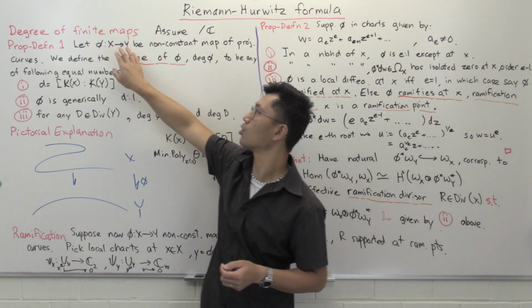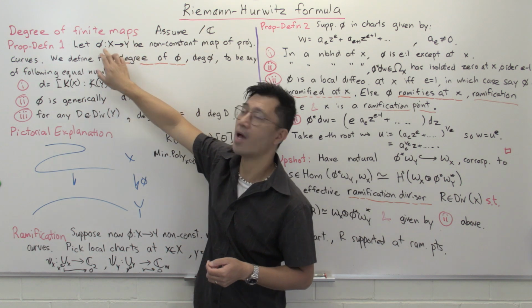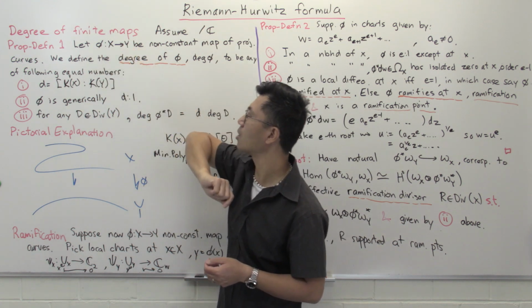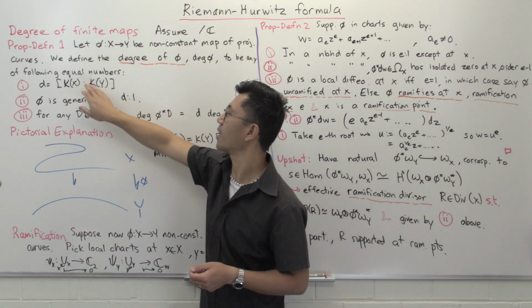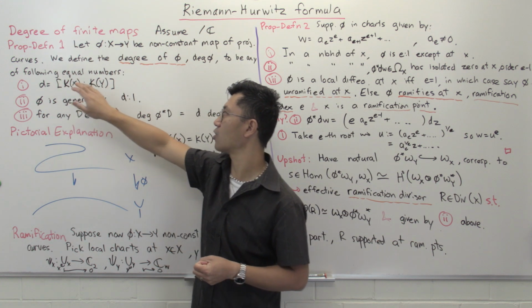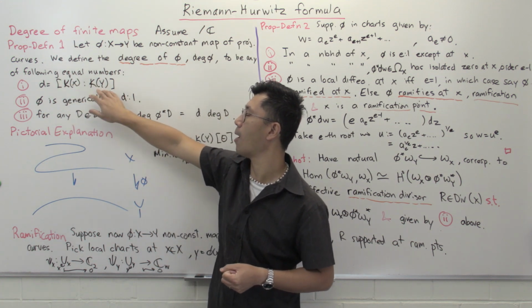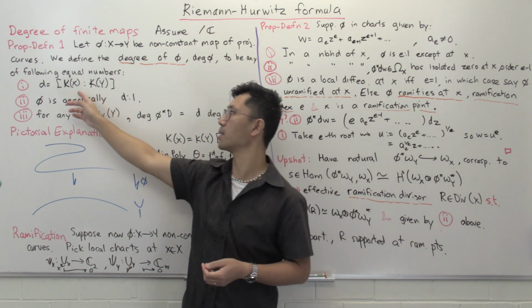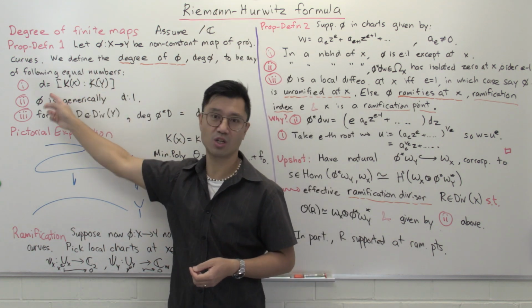You can pull back functions from y to x. In particular you can pull back rational functions. So that means that k(x), the function field of x, is a field extension of the function field of y, and you can ask what is the degree of this extension. So this will be some positive integer, this d here.